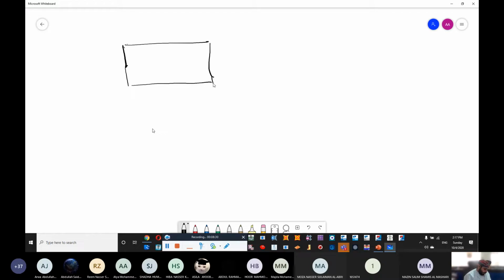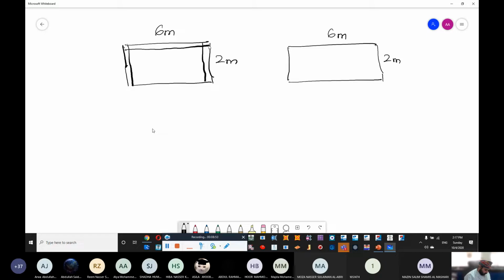Okay, so I have that this is 6 meters and this is 2 meters. And I have, this is 6 meters, this is 2 meters. Okay. What do we have? This is having 4 beams. This is having only 2 beams.